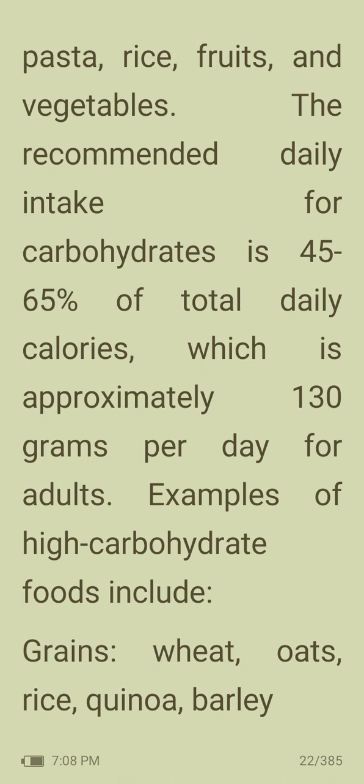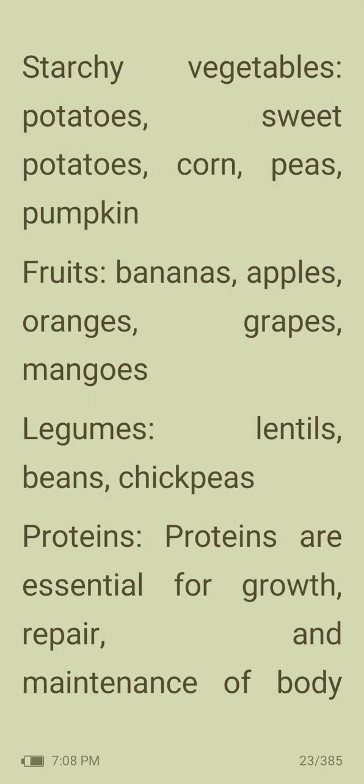The recommended daily intake for carbohydrate is 45 to 65% of total daily calories, which is approximately 130 grams per day for adults. Then, examples of high carbohydrate foods include grains like wheat, oats, rice, quinoa, barley; starchy vegetables like potatoes, sweet potatoes, corn, peas, pumpkin; fruits like bananas, apples, oranges, grapes, mangoes; and legumes like lentils, beans, chickpeas.